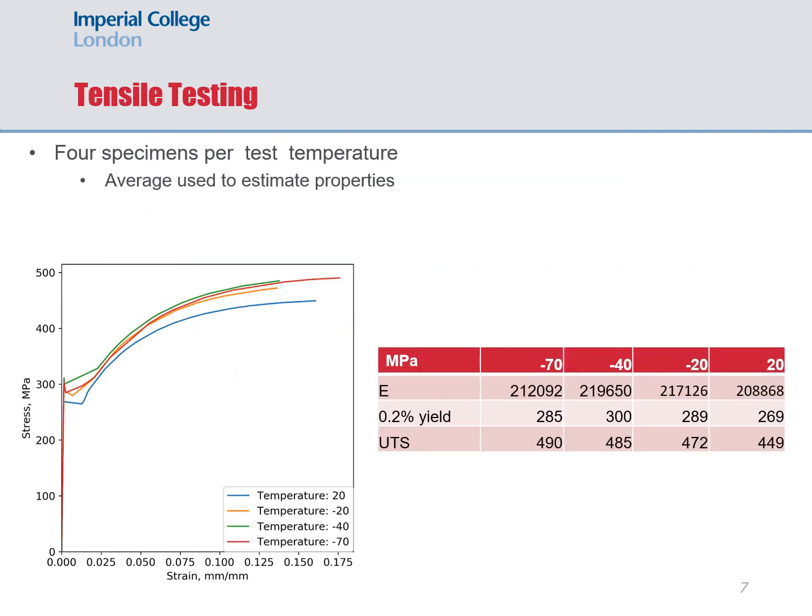Before we get to the fracture toughness data, this is a brief look at the tensile test results. 4 specimens were tested per temperature. Each specimen was analysed individually to assess the Young's modulus, yield and the UTS values, and then the results for those 4 tests at each temperature were averaged to populate the table you can see here. The results were as expected, with the yield strength increasing as the temperature decreases.